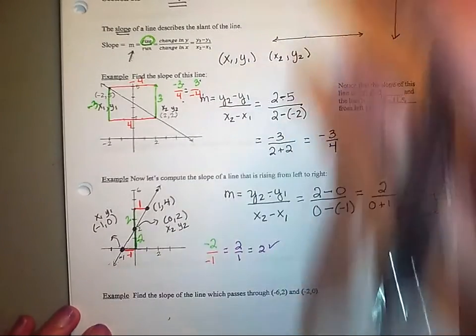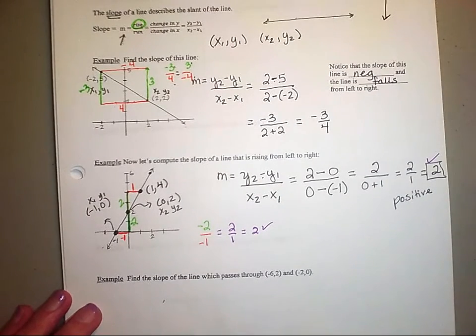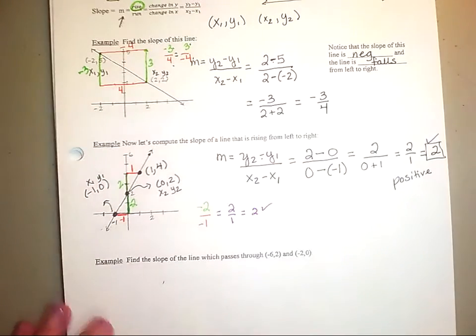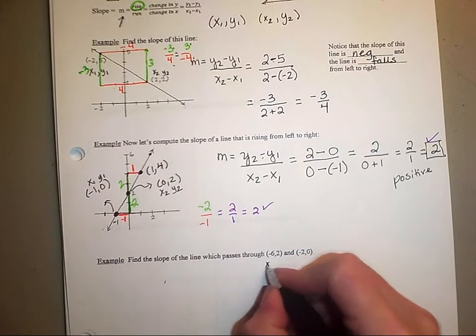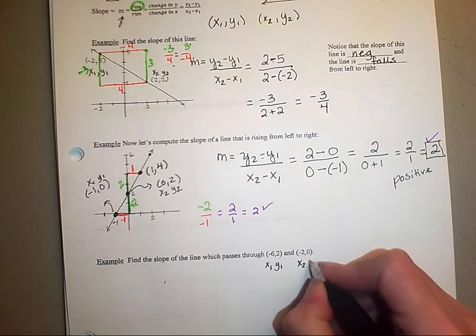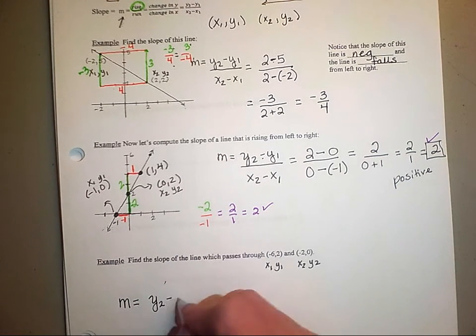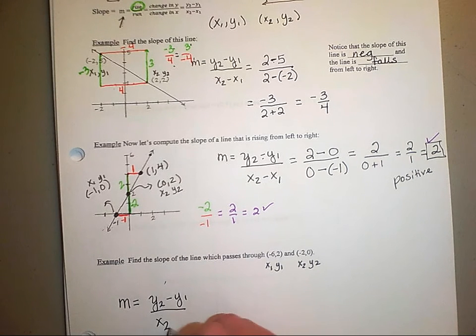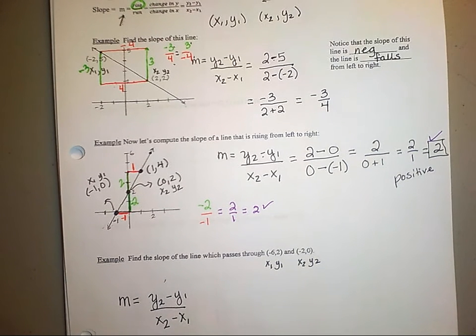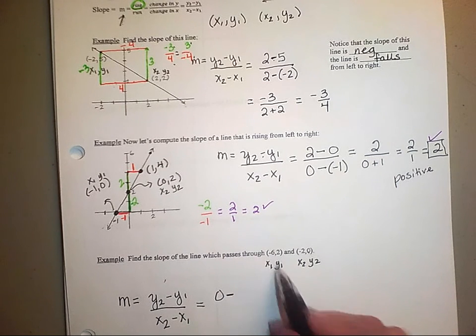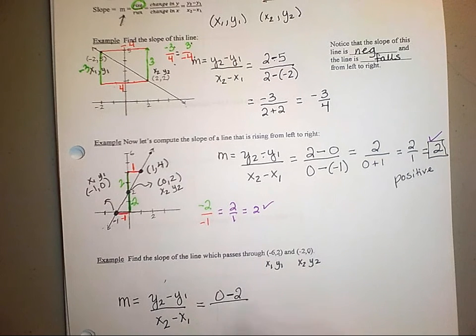Now let's do the next one. In this case, we don't have a graph. All we're given is 2 points. That's all right. That's all we need. Let's call this one x1, y1, and this one x2, y2. And remember that slope, m, is the change in the y's, or y2 minus y1, over x2 minus x1. Alright, so here we go. y2 is 0. Then we subtract y1, which is 2, over x2, which is -2. And then we subtract x1, which is -6.